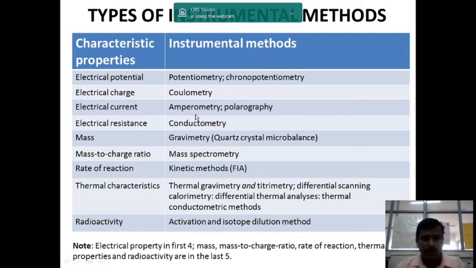So if you look at this particular table, and if you have a glance, the first four instrumental methods are going to utilize the electrical property of the analyte present in the sample, and the mass to charge ratio is going to be utilized in mass spectroscopic techniques. And in kinetic methods we will be studying the rate of the chemical reaction, and in thermal methods we will be utilizing the thermal property of the analyte, and in radioanalytical methods we will be utilizing the radioactivity of the analyte.